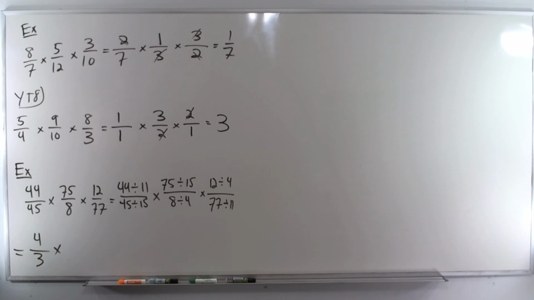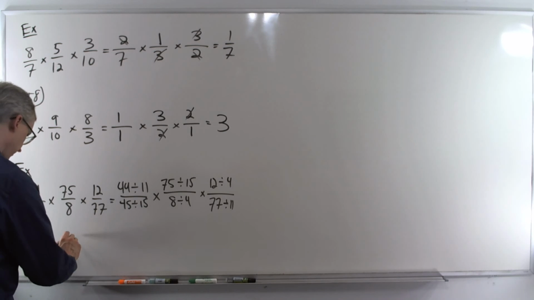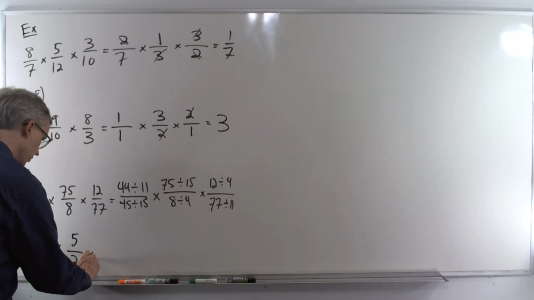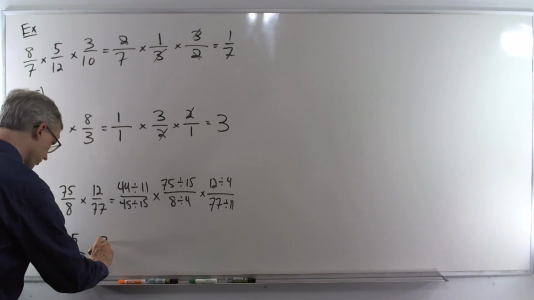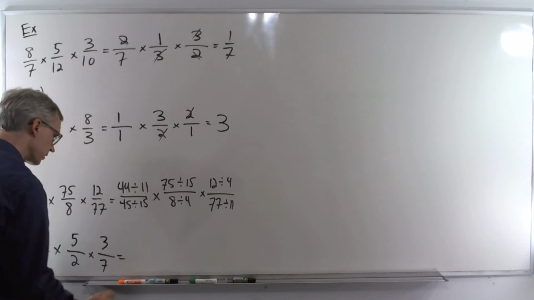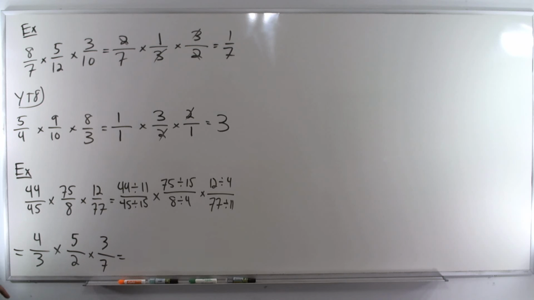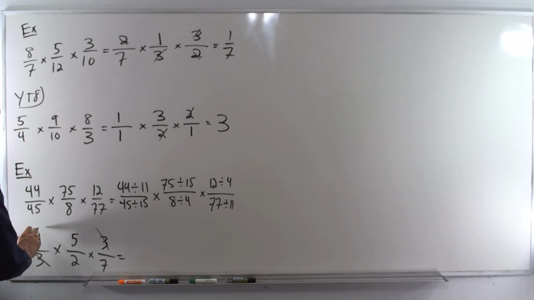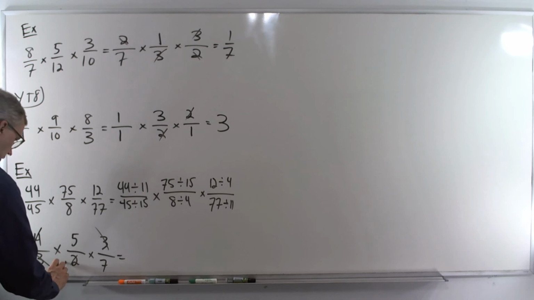And next one, 75 divided by 15 is 5. 8 divided by 4 is 2. And 12 divided by 4 is 3. And 77 divided by 11 is 7. So now after that simplifying step, much easier numbers to work with here. All right, we've got matching 3's. Those are going to cancel. 4 over 2 turns into 2 over 1.